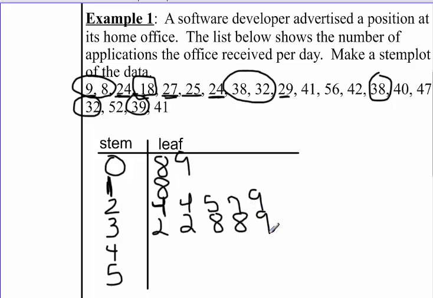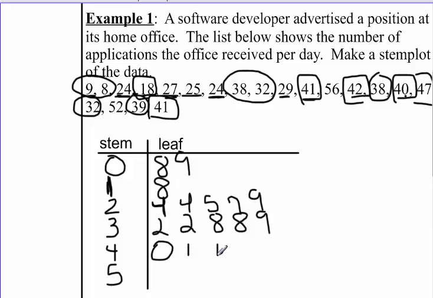40s, we have a 41, 42, 40, 47, and another 41. So 40 is the smallest, and then you have 2 41s, a 42 and a 47. Last would be the 50s, 52, 56.